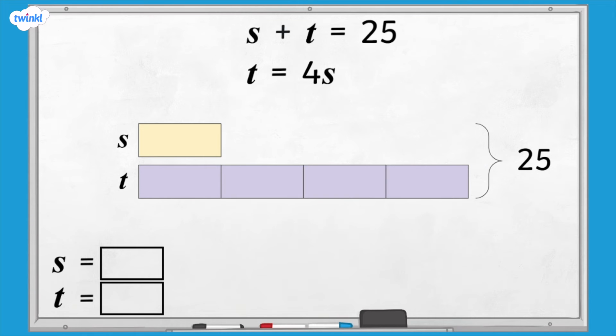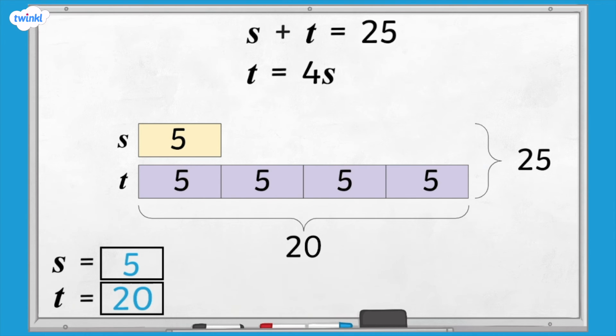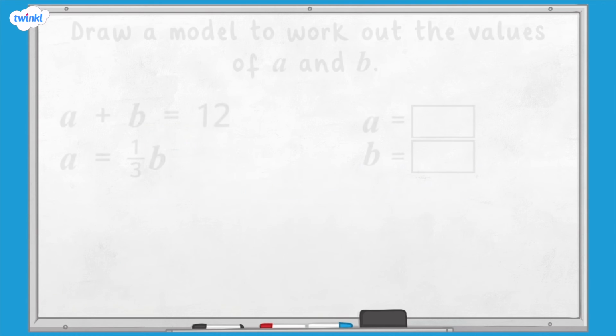We can see that there are 5 equally sized sections altogether, and they add up to make 25. 25 divided by 5 equals 5, so each section must equal 5. Now we know that the value of s equals 5, and the value of t equals 4 multiplied by 5, which is 20. Can you solve a similar problem?